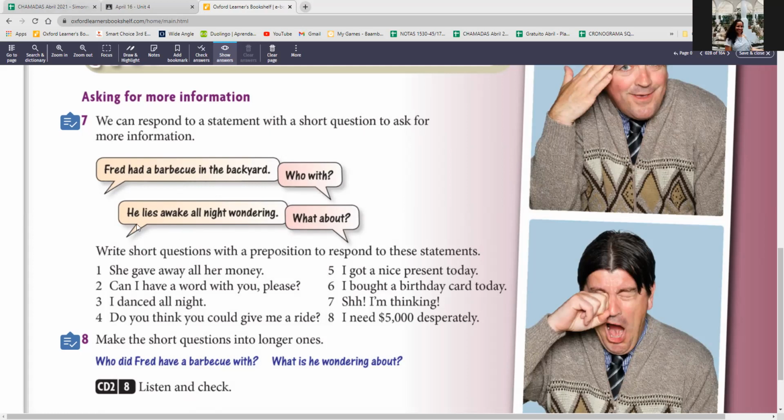Okay, guys. So, who with? And then the next one: he lies awake all night wondering. He lies awake means when he stays in bed but is not sleeping. It's when you go to bed but you don't actually fall asleep. All right, and then you start thinking. You think about life, many different things, but you don't sleep.